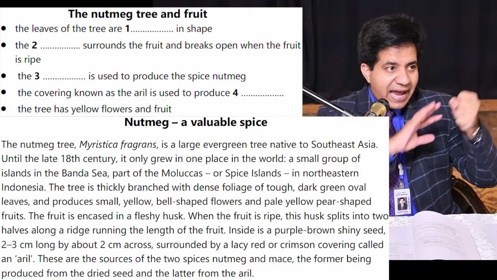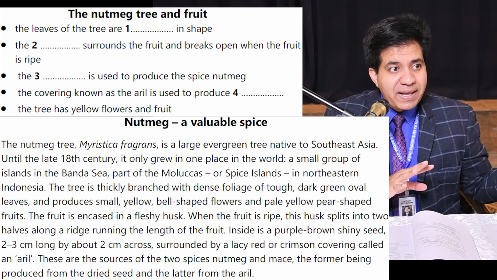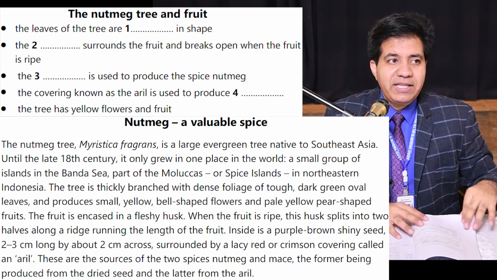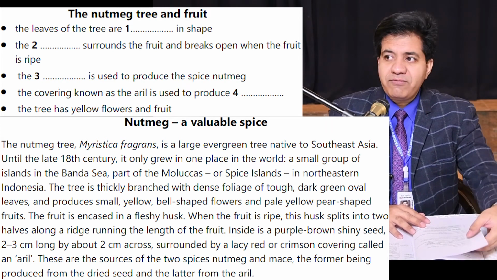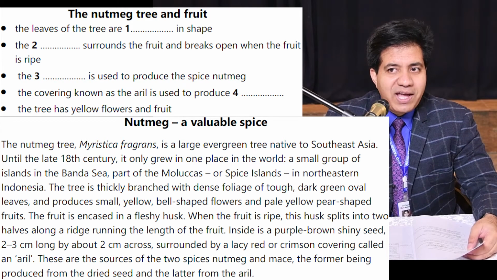Now, what is it that is around the fruit, surrounds the fruit? Go back, same paragraph, read ahead, and you will find the answer. And if you can pay 150 rupees, then yell the answer. Otherwise, be quiet.